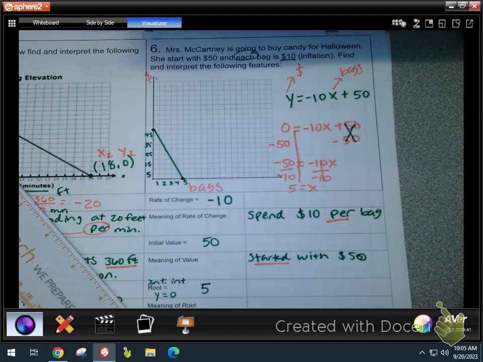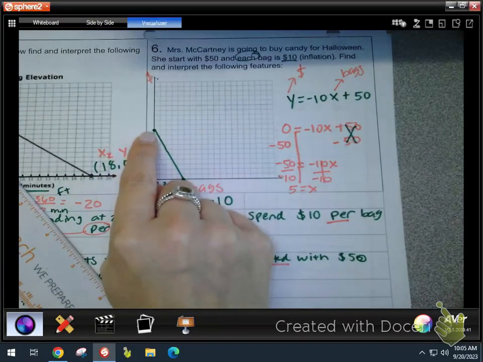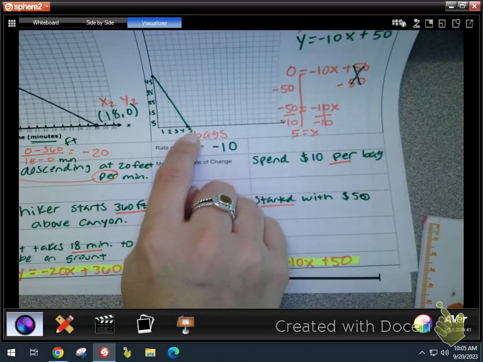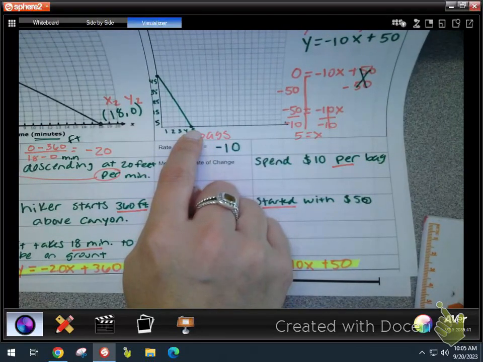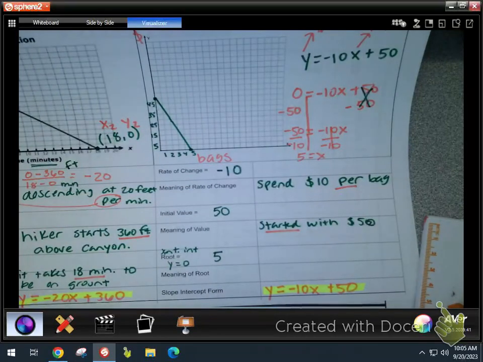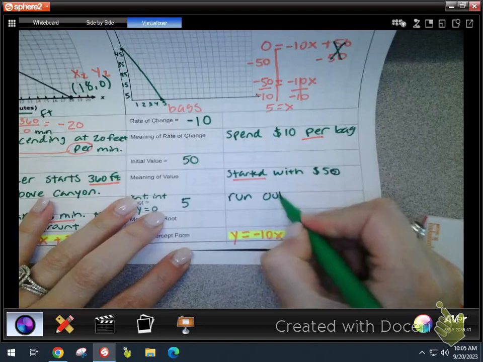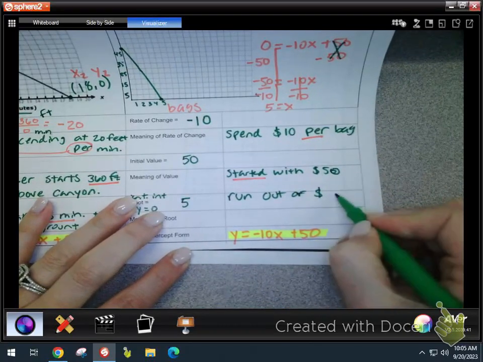Use your ruler. Okay? So, here's my starting amount. I bought no candy bags and had how much money? $50. We already knew that. Oh, that's my starting. Now, what does the root mean? How many candy bags are we at? How much money do I have? 0. Okay, so how many bags can I actually buy? 5. So what does it mean? We run out of money after 5 bags.